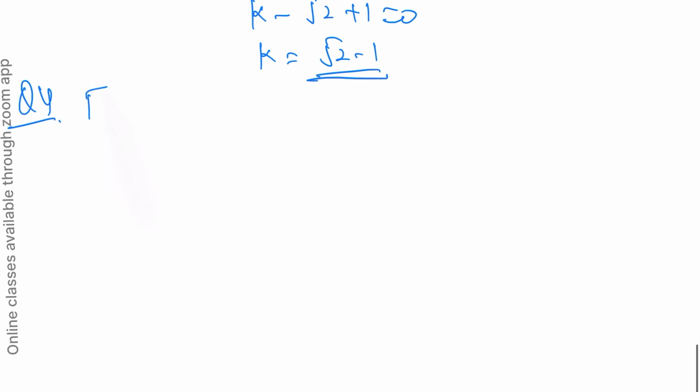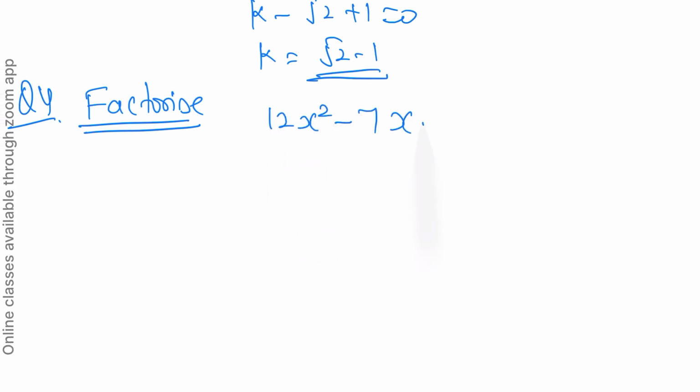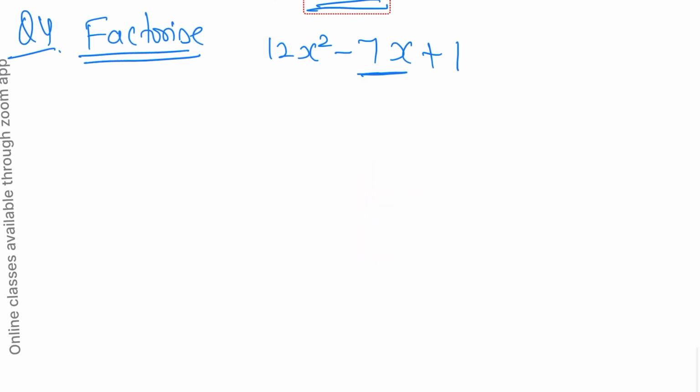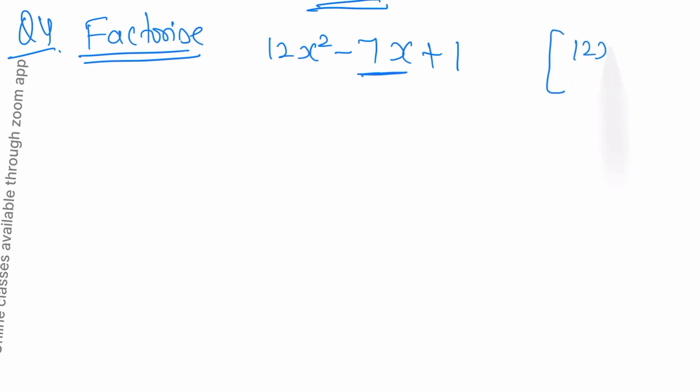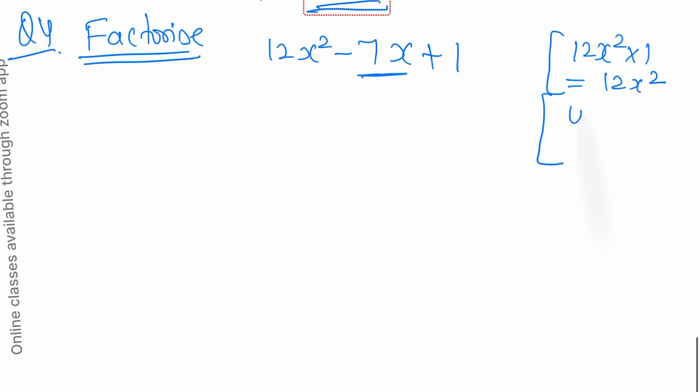Now our next question is question number 4. Factorize 12x square minus 7x plus 1. Here we have to use splitting the middle term. Middle term is minus 7x. We need the product as 12x square into 1. So it is 12x square and we have to split minus 7x into two parts such that we can get their product as 12x square.